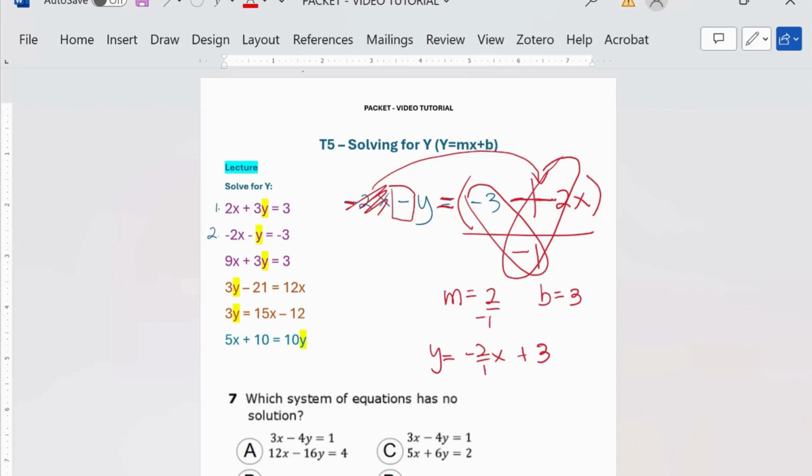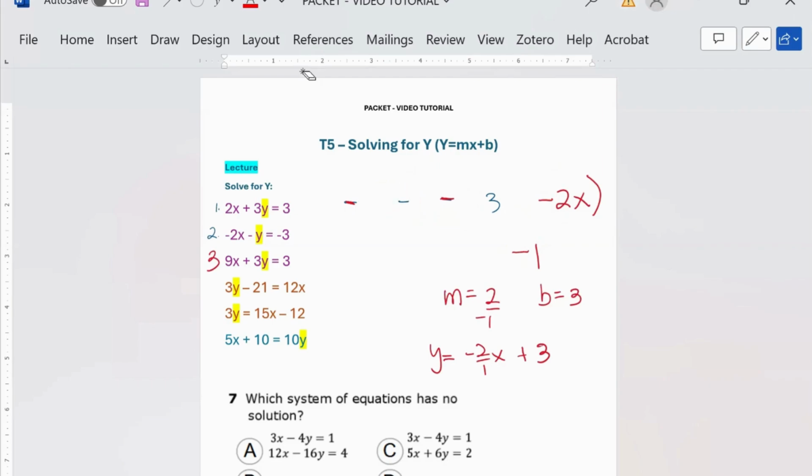Okay, now let's go on to question number 3. So in question number 3, it's the same thing, the same steps. You just need to understand that these steps apply to all solving for y problems. So let's start.